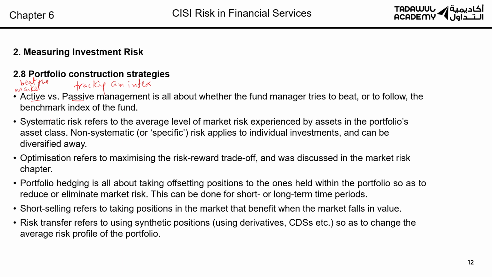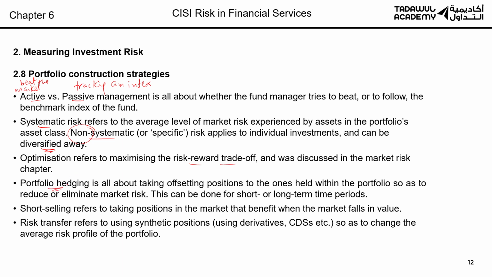We've looked at the difference between systematic and unsystematic risks. Non-systematic or unsystematic risk can be diversified, because unsystematic risk is limited to one company, whereas systematic risk is market risk. Optimization refers to maximizing the risk-reward trade-off. Pretty clear.